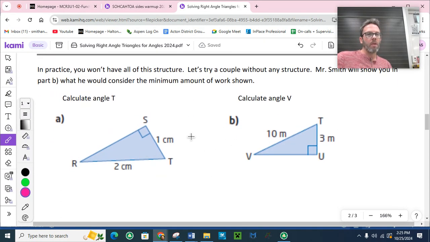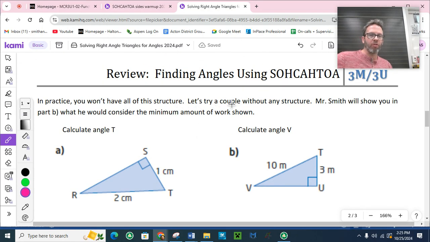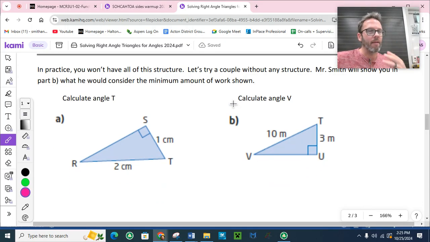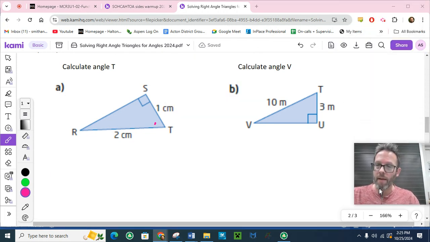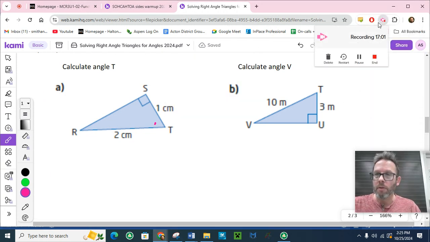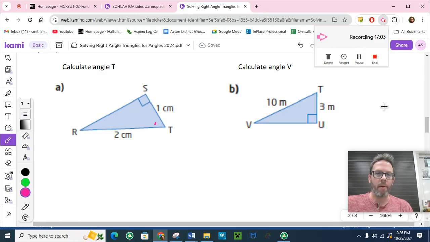All right. So again, in practice, we won't have the structure. I'm going to reduce the amount of work that I show over the course of these next 2, and then get to what the bare minimum expectations are. So you guys are asked to find angle T in this one. I'll give you guys a second to start out, decide on the ratio to use. I'm going to do my attendance while you guys start that. I'll pause recording here. All right, and we're back.